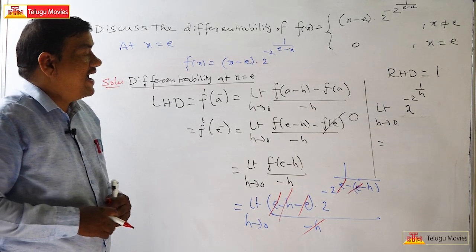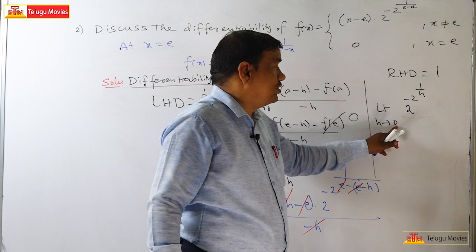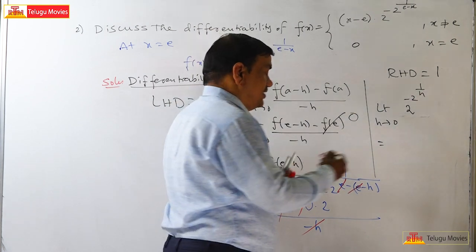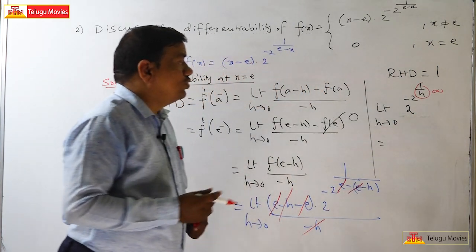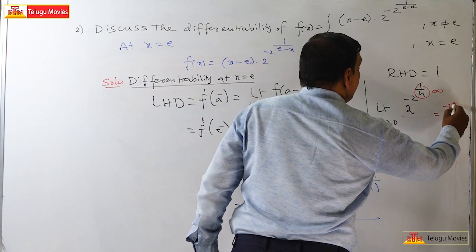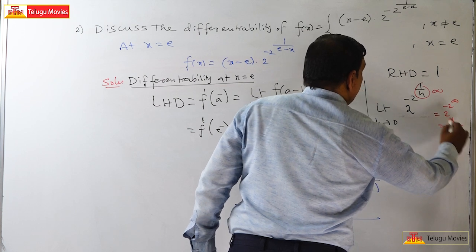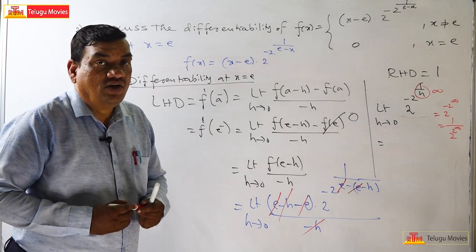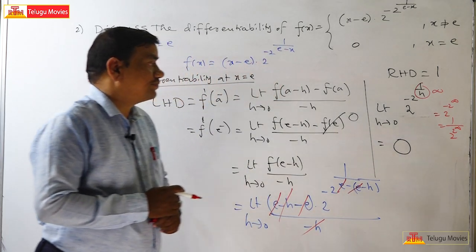See here, as h value approaches 0, 1 by h value approaches infinity. So this approaches infinity. 2 to the power of minus 2 to the power of infinity. That means 1 by 2 to the power of 2 to the power of infinity. That means the denominator is going on increasing. Therefore, its value will become 0.